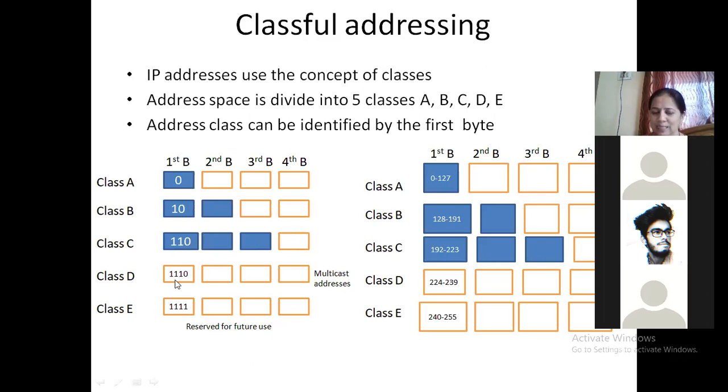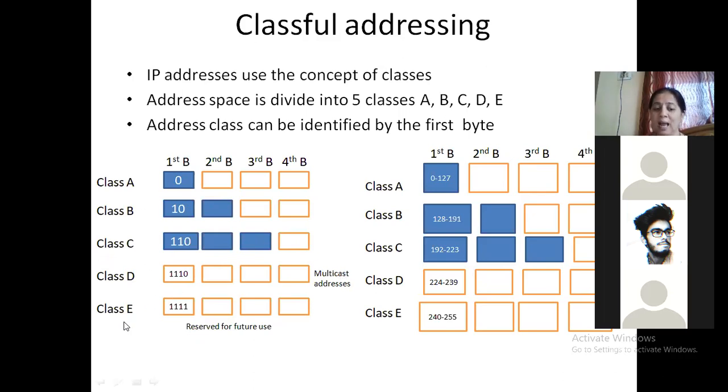Similarly, the last class, that is class D, the first three bits are 1, last bit is 0. And in class D and class E, there is no network ID and host ID. There is no such distinction. Class D addresses are used as multicast addresses. When we want to send the data to a number of computers at the same time, we make use of multicast addresses.